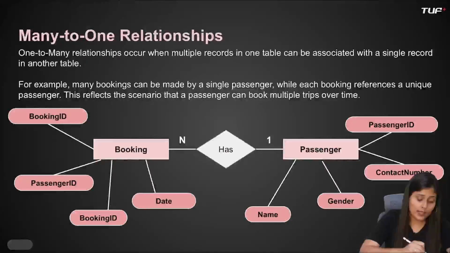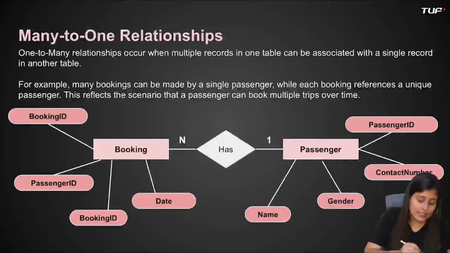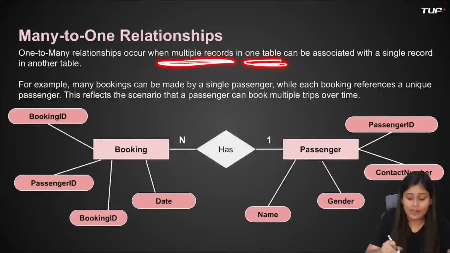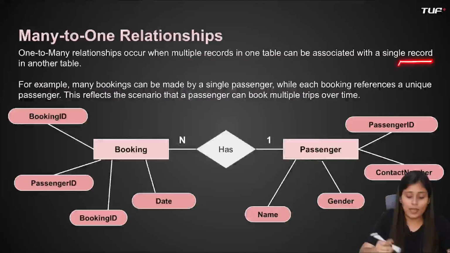Now let's move on to another type of relationship, which is many-to-one relationship. In this case, many-to-one occurs when multiple records in one table can be associated with a single record of another table.